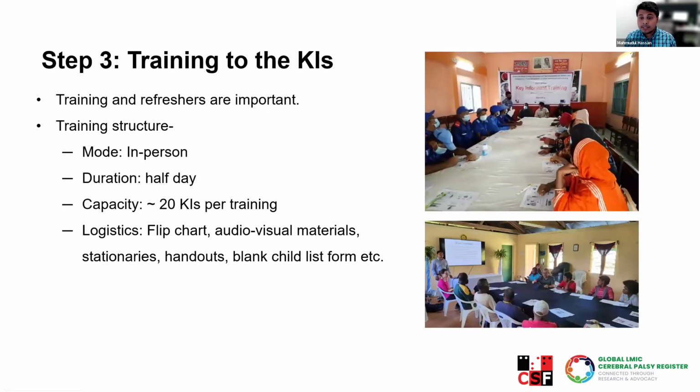Comprehensive training and retraining for the key informants are important for successful identification of targeted children with CP. The training should be conducted in person for half a day, including 20 to 25 participants per session. We'll have to use flip charts, role-playing activities, and audio-visual materials for a better grasp of the content. And we'll have to share handouts and blank child list forms for future use.